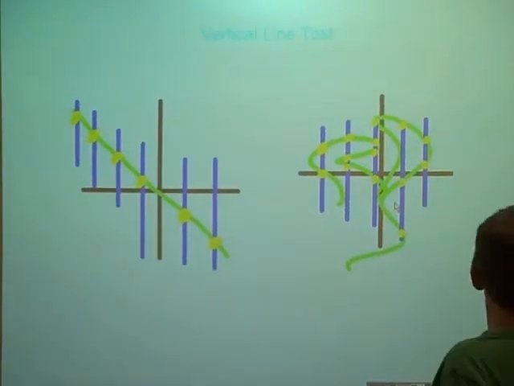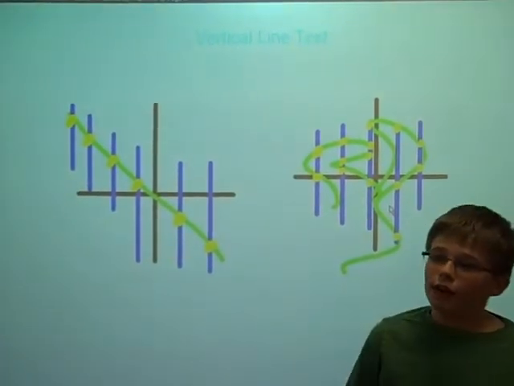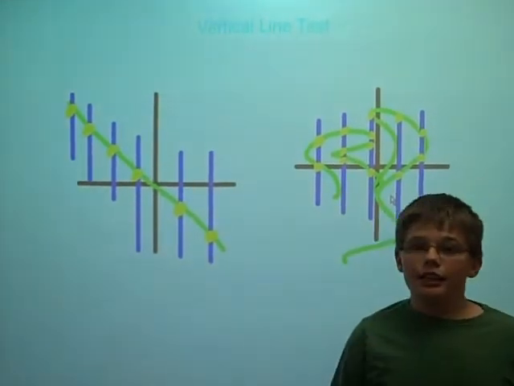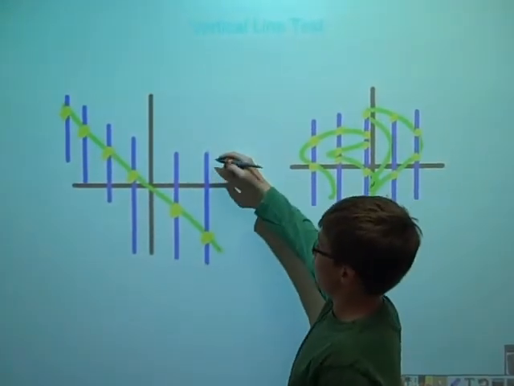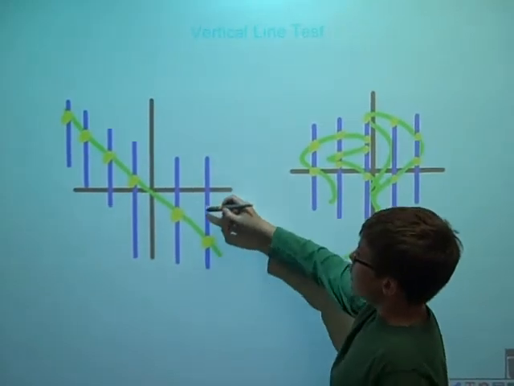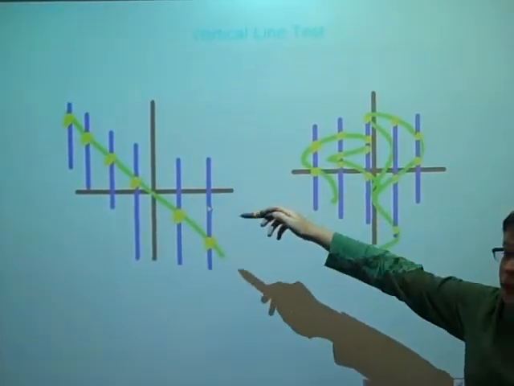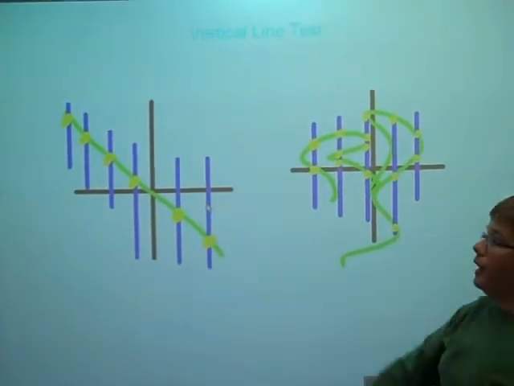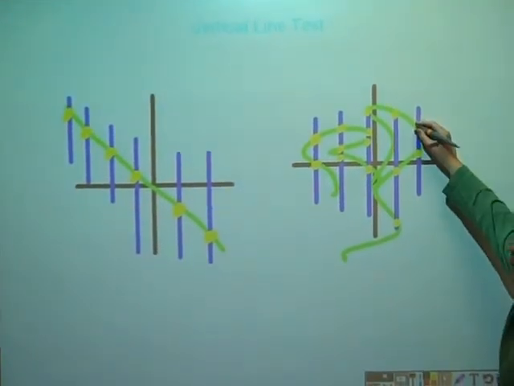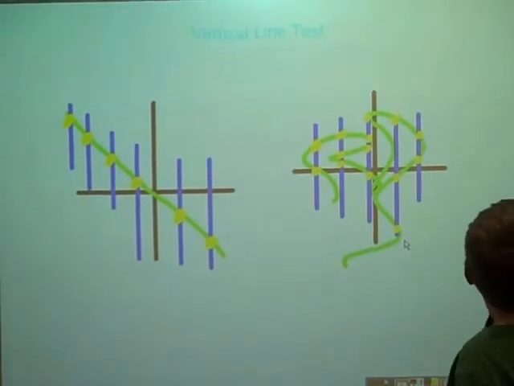So we mathematicians have created a test with a very fitting name, the vertical line test, which pretty much means if you can draw a line so that it touches more than one point on your graph, then it's not a function.